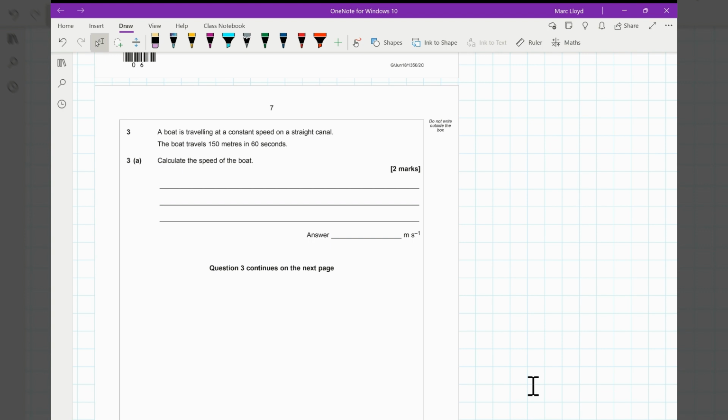A boat is travelling at a constant speed on a straight canal. The boat travels 150 meters in 60 seconds. Calculate the speed of the boat. So speed, distance, and time is what we're going to use. Distance is 150. Time is 60 seconds. So this is going to be 150 divided by 60, which gives us 2.5. And that unit is meters per second, and that just gives it to us on the answer line.